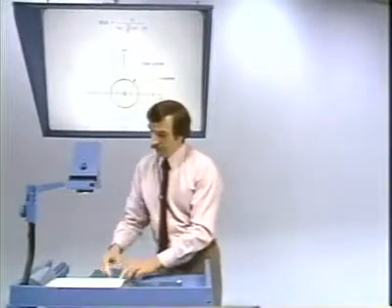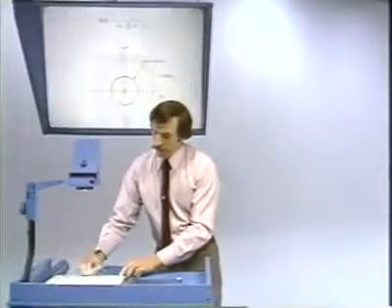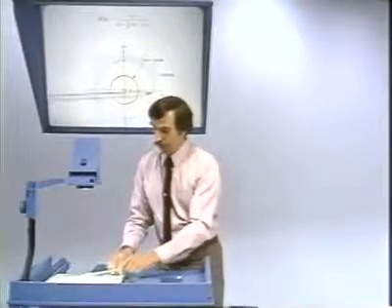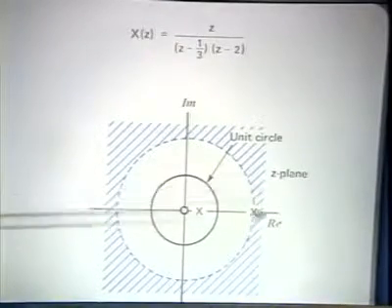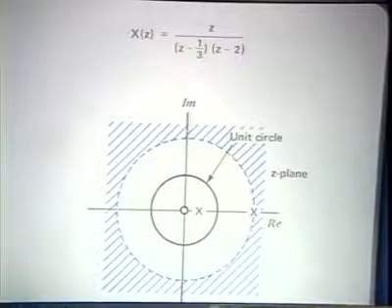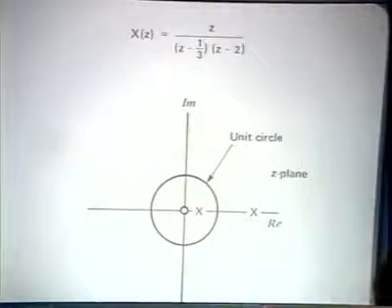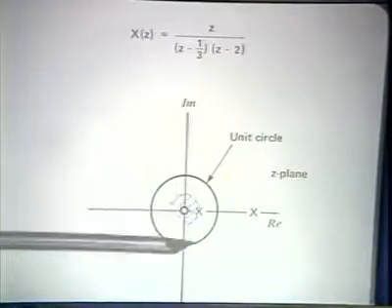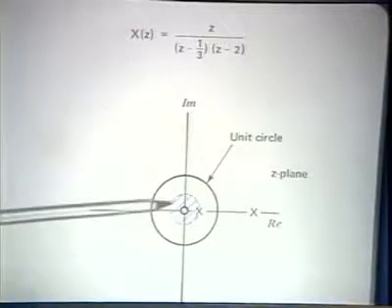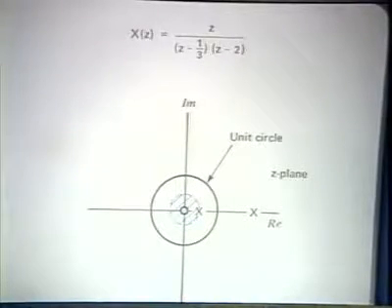So if we had an algebraic expression, let's say as we have here, then we could associate with that a region of convergence outside this pole, and that would correspond to a right-sided sequence. Or we can associate it with a region of convergence which is inside the innermost pole, and that would correspond to a left-sided sequence.